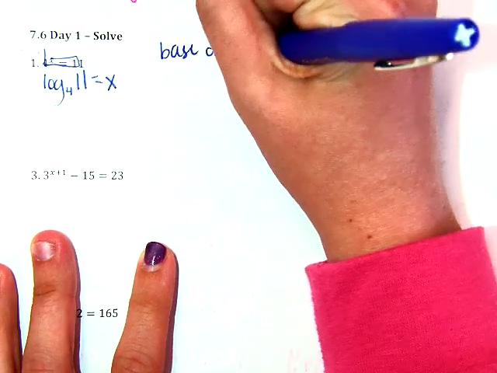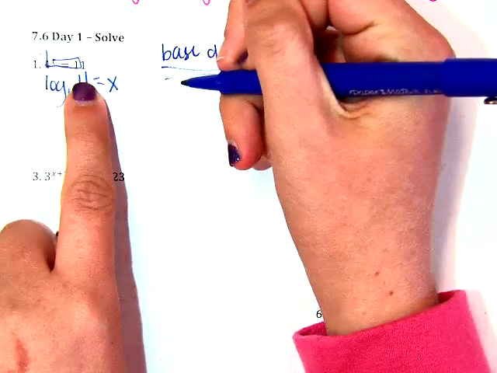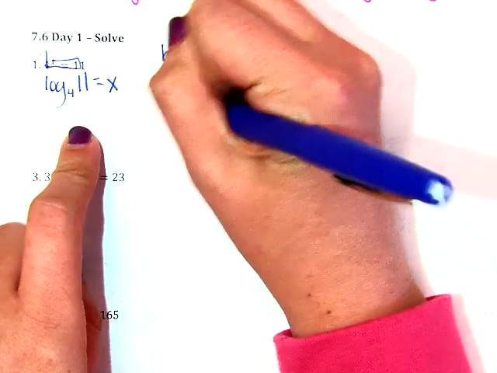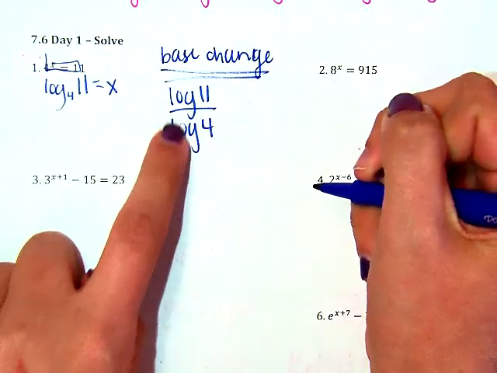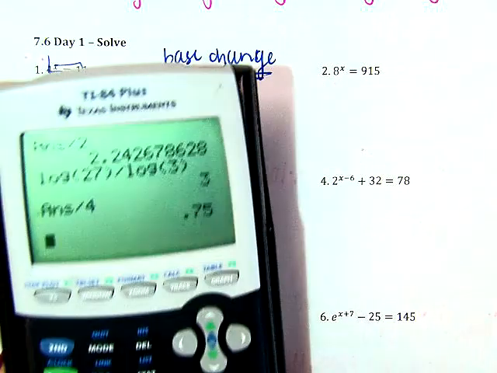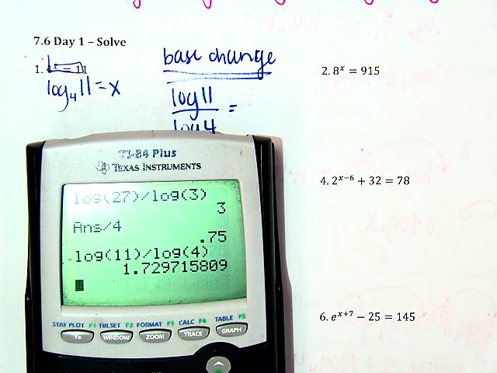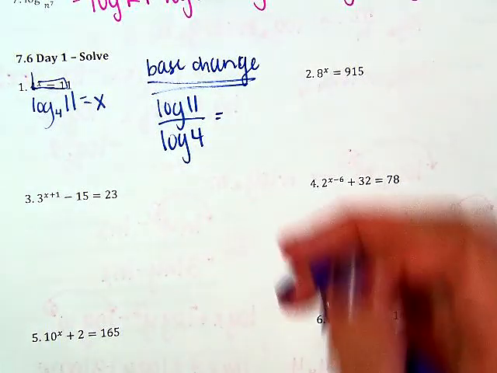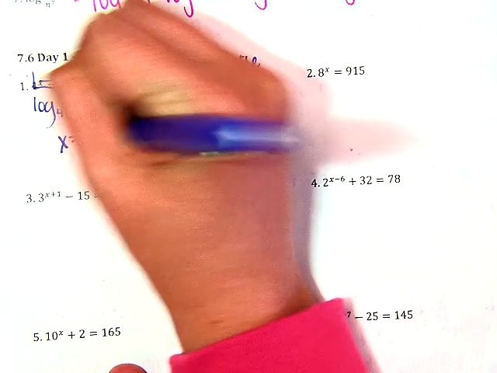Base change in your calculator looks a little something like this. You do log and then the big one, big font one. So log 11 divided by log 4. They each get a log, and that should be whatever you get out. So when I plug it in, I do log 11, close the parenthesis, divided by log 4, and I get 1.73. So x equals 1.73.